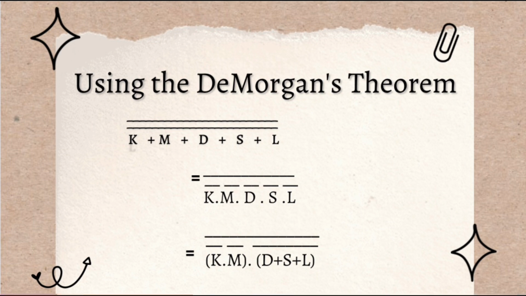Then we break the bar and change the operator. Lastly, we change the operator again, which gives K multiplied by M with a bar, for which we use the OR gates, and then change the operator for D plus S plus L with a bar on top. Lastly, we put the bar on top of the equation, for which we use the NAND gates.